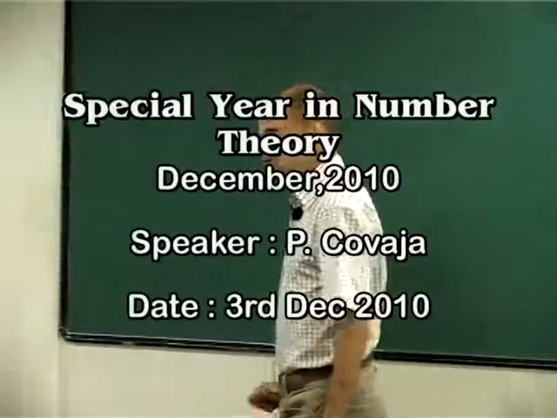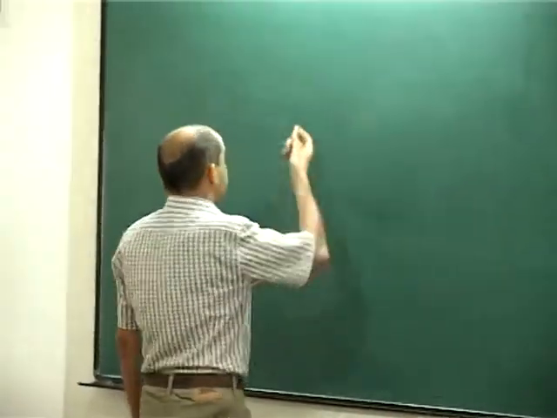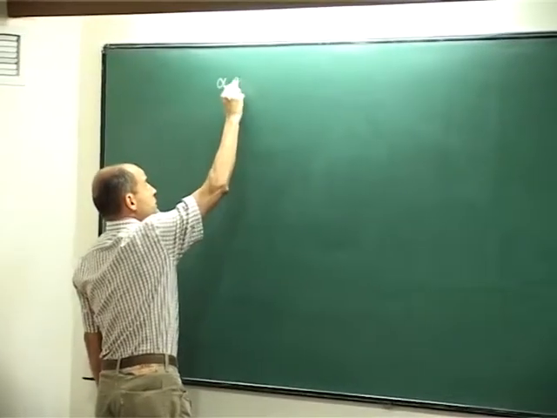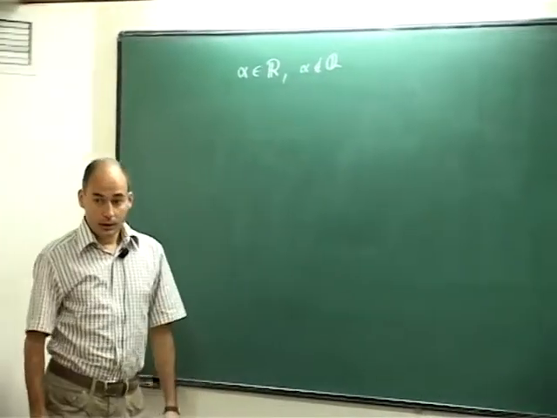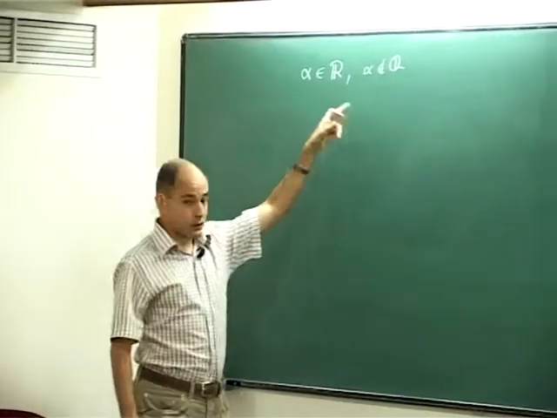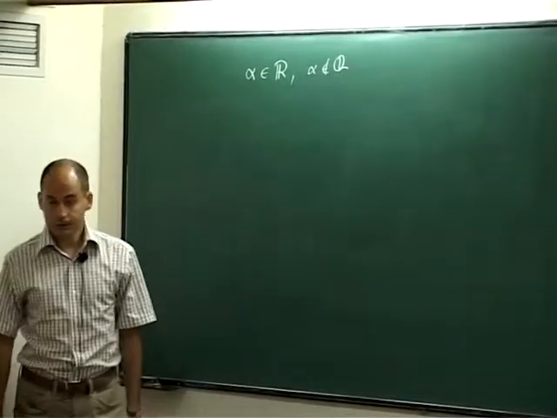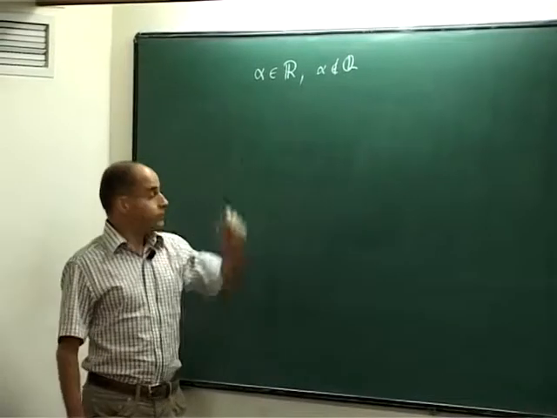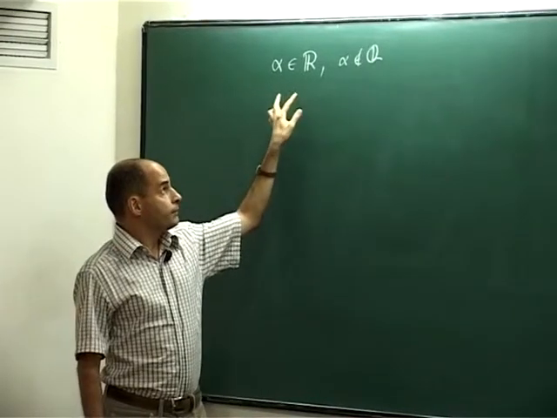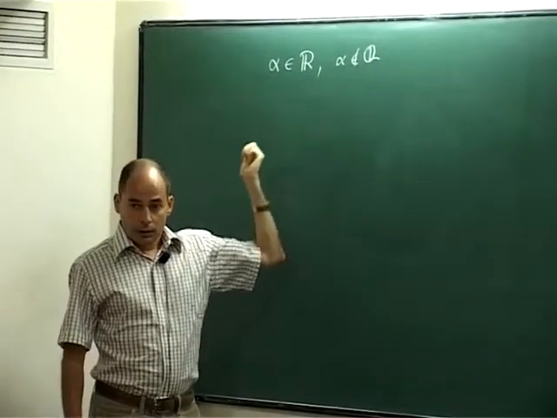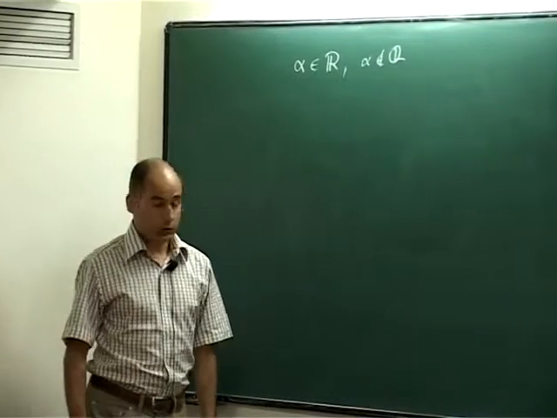We'll introduce today Diophantine approximation. Suppose alpha is a real number and not rational. Then alpha, of course, can be approximated as well as we want by rational numbers, since Q is dense in R. But we are interested in estimating the error in the approximation compared to the denominator of the rational approximation.